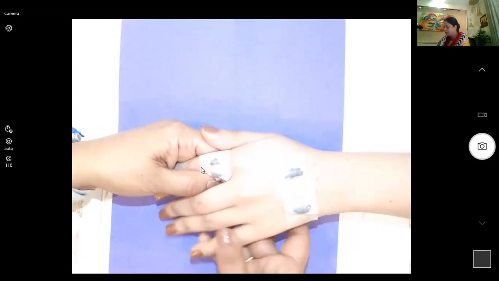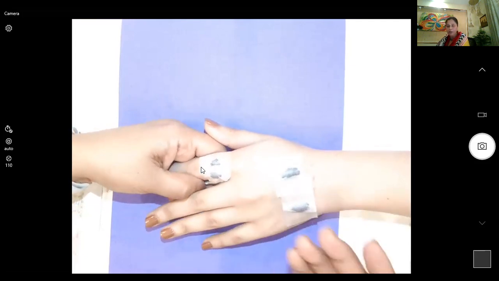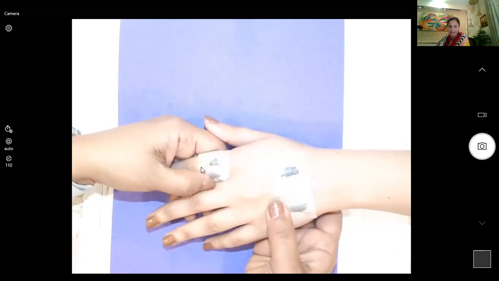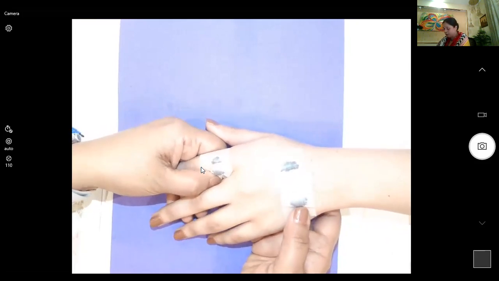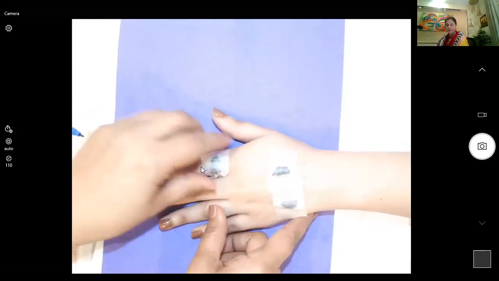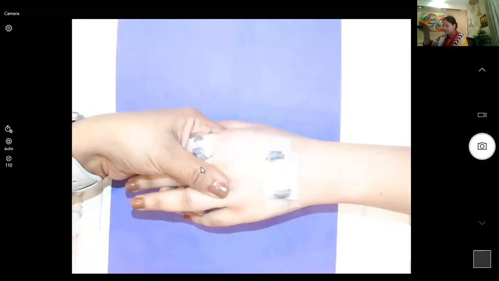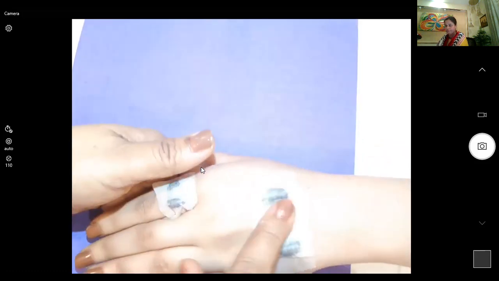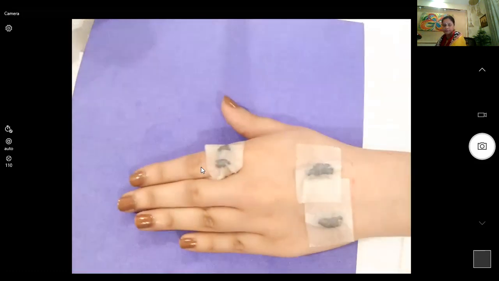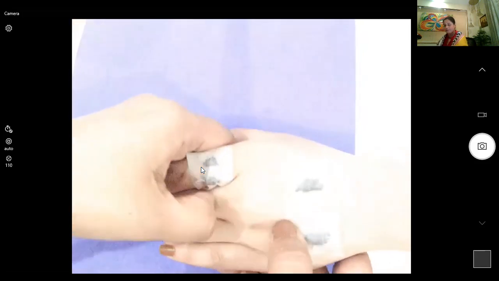Now, when you're doing on this hand, which is the left hand, another day you can try on the right hand. So actually your purpose is to check where is the most painful point. Yes, this is how we do it. Yes, like this.